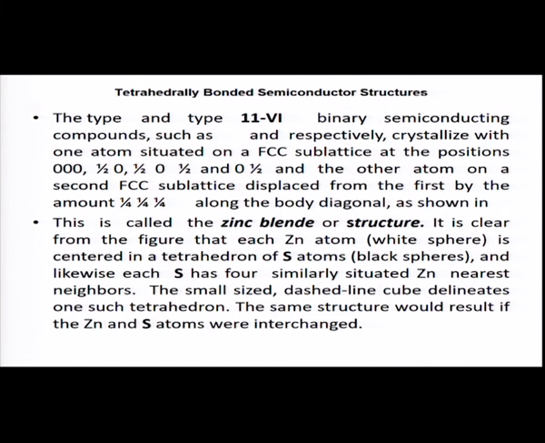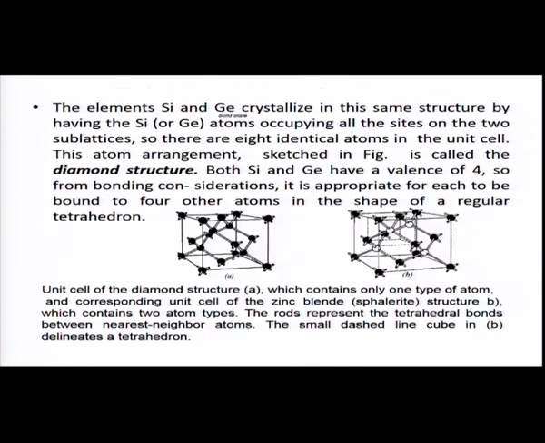The same structure would result if the zinc and sulfur atoms were interchanged. The elements silicon and germanium crystallize in the same structure, with silicon or germanium atoms occupying all the sites on the two sublattices. Therefore, there are 8 identical atoms in the unit cell, and this arrangement is called the diamond structure.